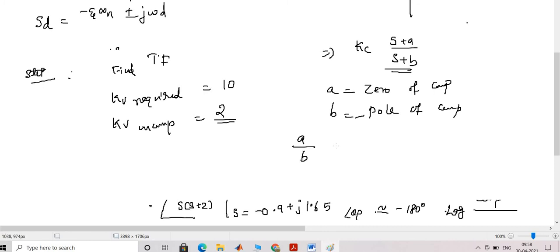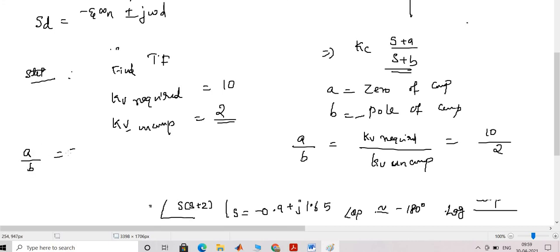A by B is equal to kV required by kV of uncompensated system. Uncompensated system, that is equal to 10 by 2. So we got A by B is equal to 5.